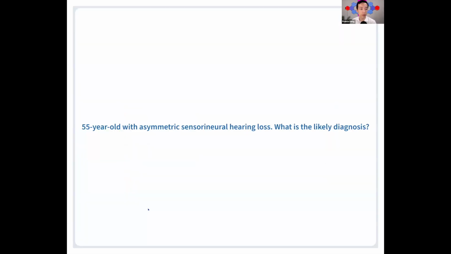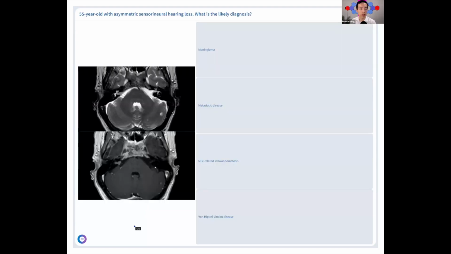Next question is a 55-year-old with asymmetric sensorineural hearing loss. What is the likely diagnosis?